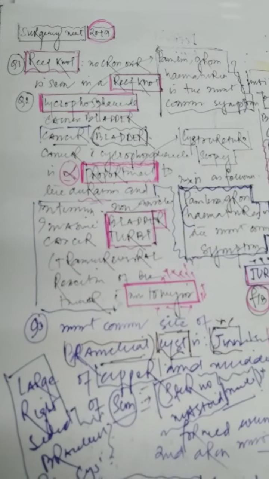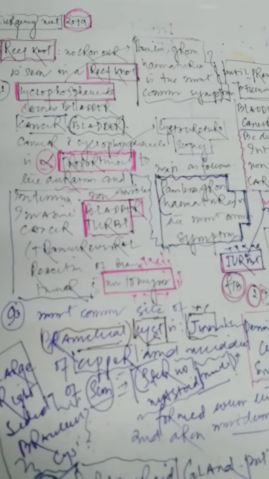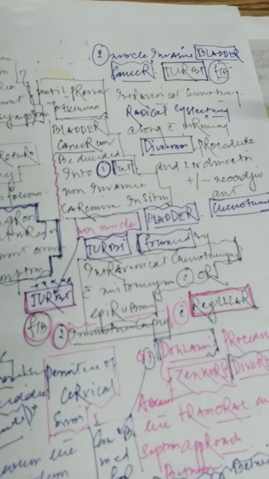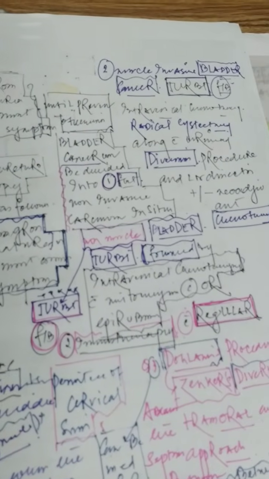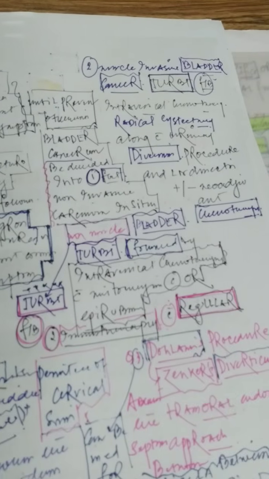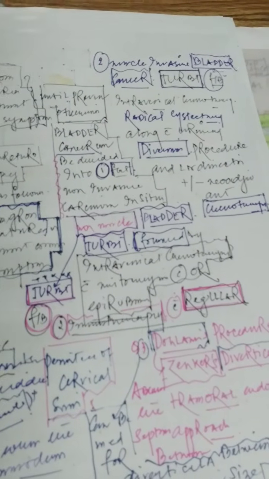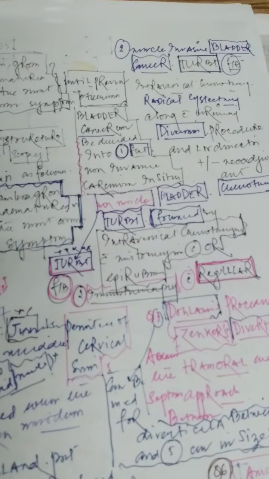Now, what are the types of bladder cancer? One is non-muscle invasive bladder cancer and there is muscle invasive bladder cancer. You have to remember the types. So muscle invasive bladder cancer undergoes TURBT, that is transurethral resection of the bladder tumor, and cystectomy along with urinary diversion procedure and lymph node dissection, plus or minus neoadjuvant chemotherapy. Non-muscle invasive bladder cancer undergoes TURBT followed by intravesical chemotherapy with mitomycin or epirubicin.